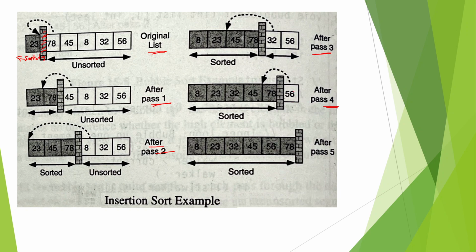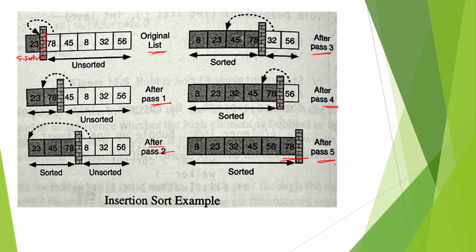So now, as the last sort pass, pick that 56 and try to locate the appropriate location to put this 56, to push this 56 into the sorted sublist. We know that this 56 will be after 45 and before 78. So that is what we have done. And here you can see 8, 23, 32, 45, 56, 78. This is how we got the final sorted list. After pass 5, we are getting the final sorted list.